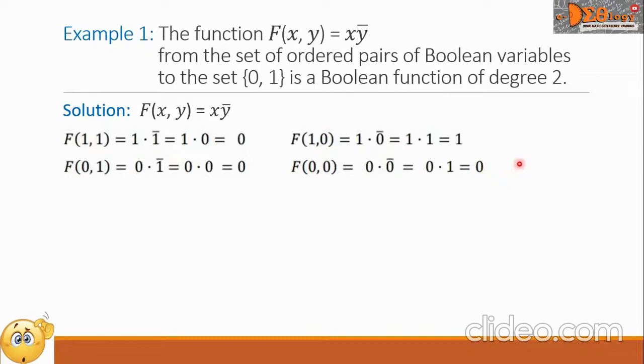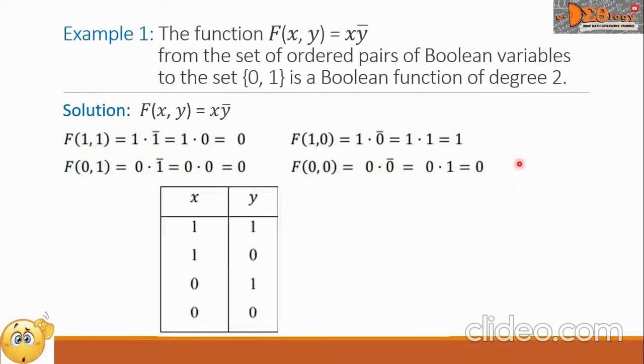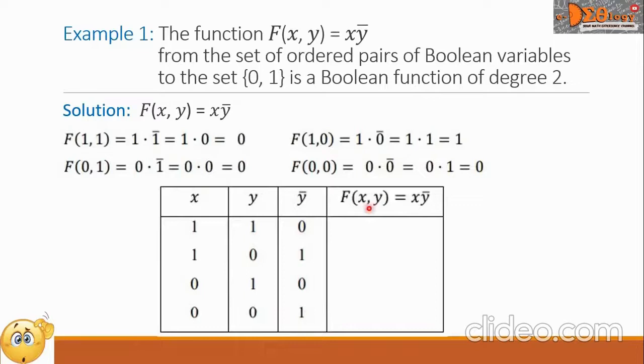We can show another solution using truth tables. First, let us show the x and y columns with all the corresponding values of 1 and 0. And then, for the next column, we write the y bar, which means 1 becomes 0 here and the 0 becomes 1 respectively. Then, let us now evaluate our function, x times y bar.